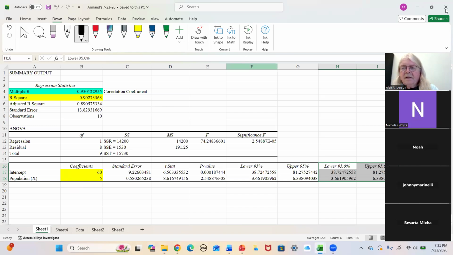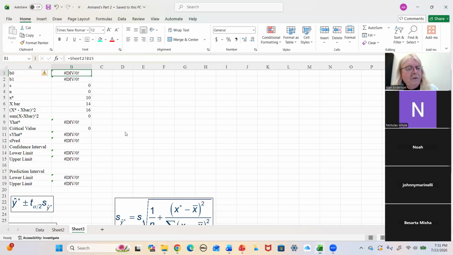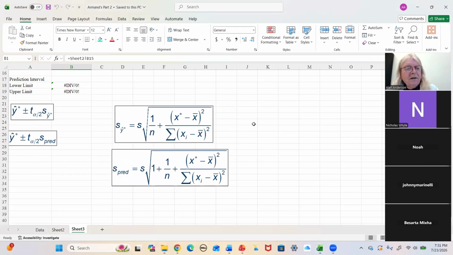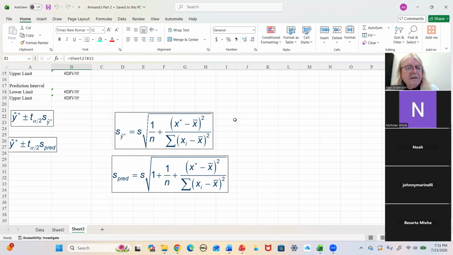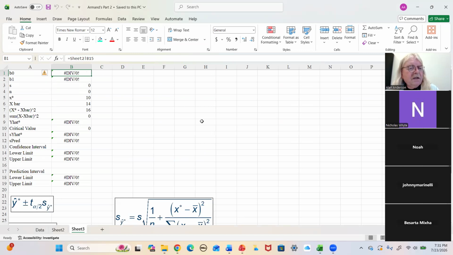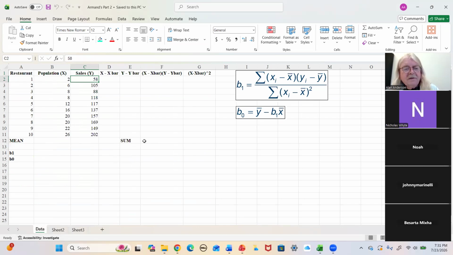So I'm going to put this away. Now, I realize what's going on here. These formulas we're about to look at are so, fortunately, it doesn't look like Excel can do them directly, but if we go through all these steps, we can do it ourselves.